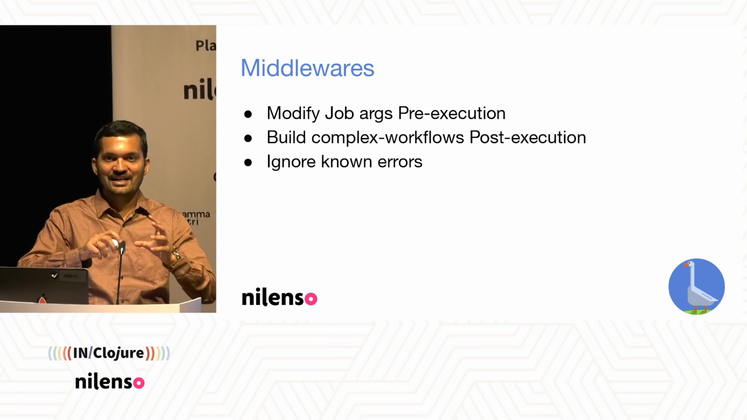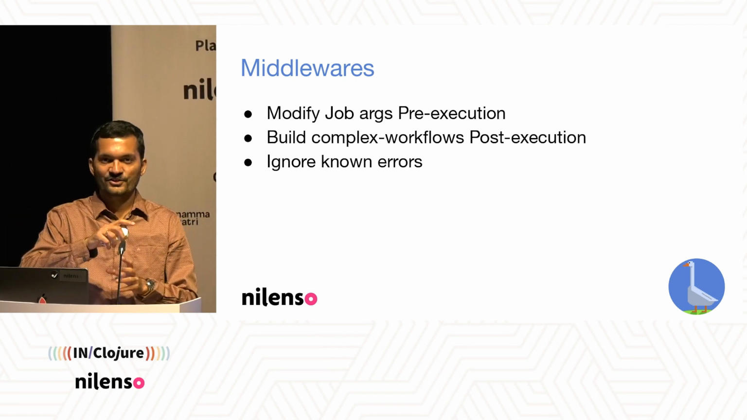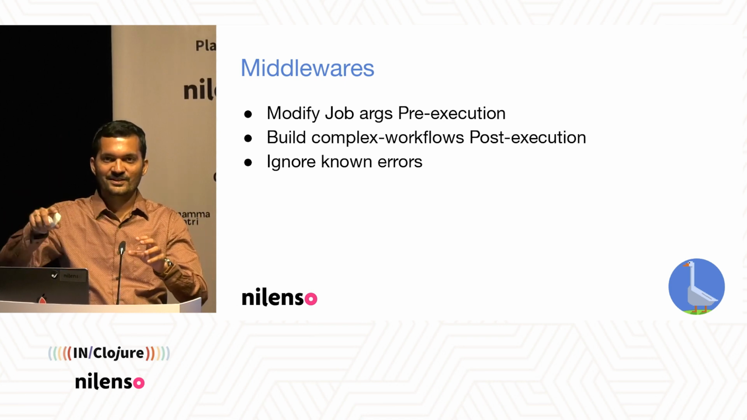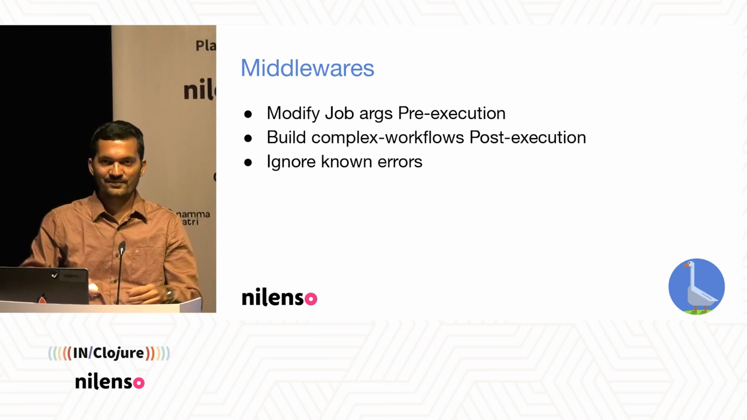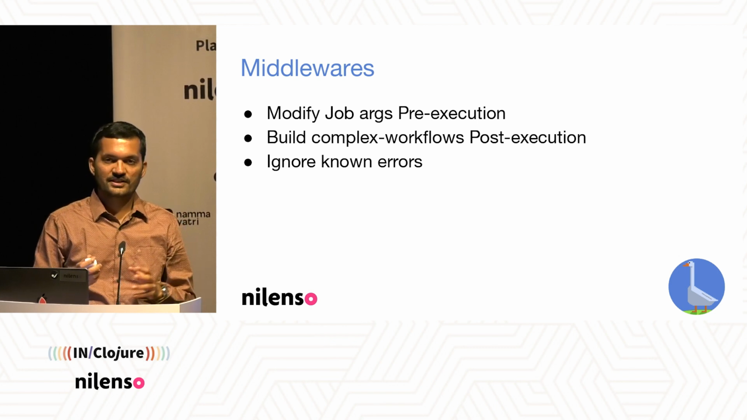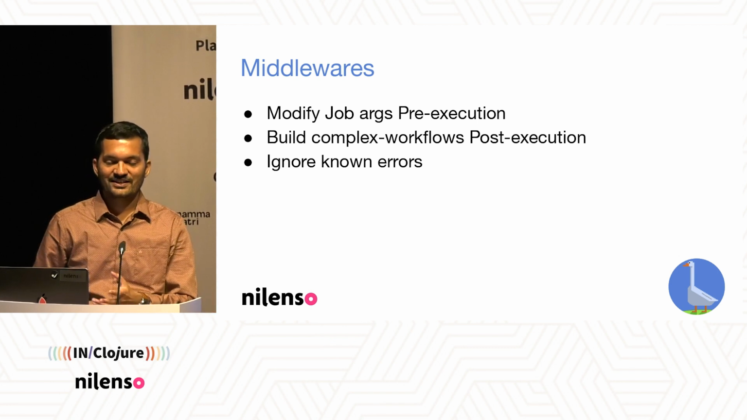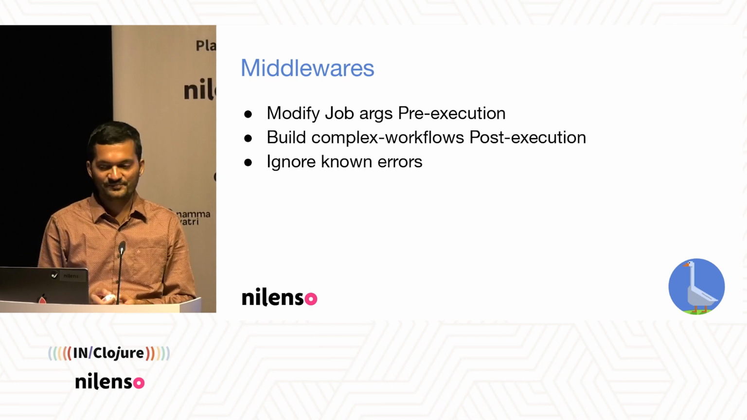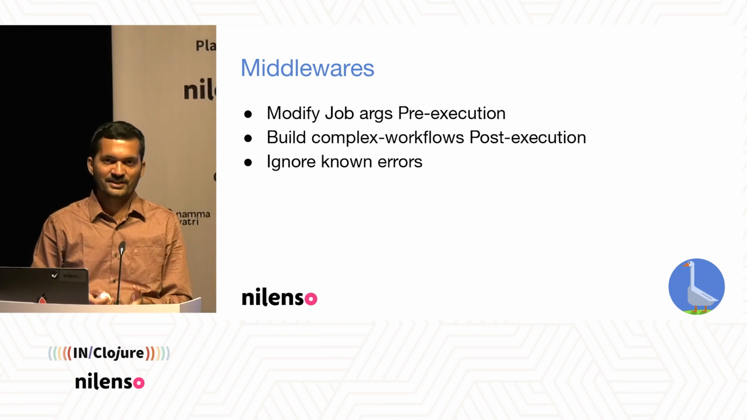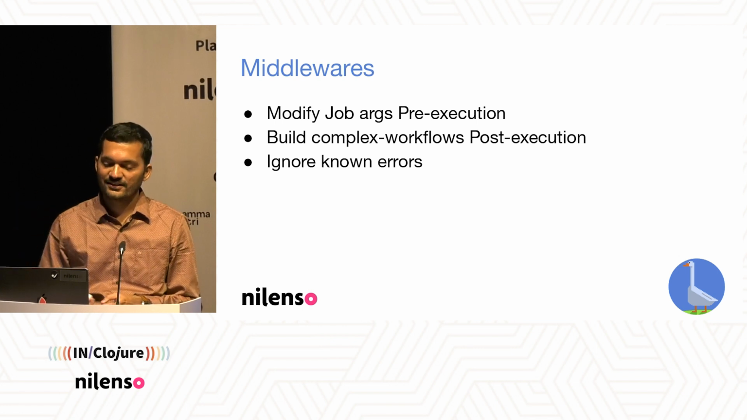Another complex thing is Airflow DAGs. So Airflow has complex graphs and all that. So if this job fails, you do this. If this job returns value X, you do this, and stuff like that. So you can build all these complex pipelines using middlewares. So post execution, looking at the result, you trigger something and stuff like that. And you can also have middleware ignore known errors instead of bubbling them up for retrying and going in an infinite loop.